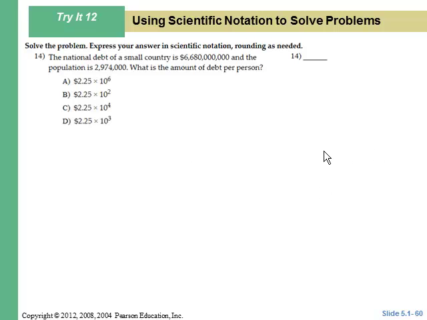How about this one? So we'd type 6.68 times 10 to the 9th divided by 2.974 times 10 to the 6th. Each person would owe $2,246. Nope, not $100, $1,000.